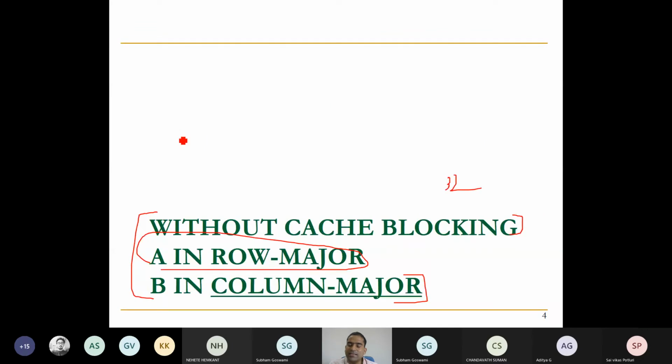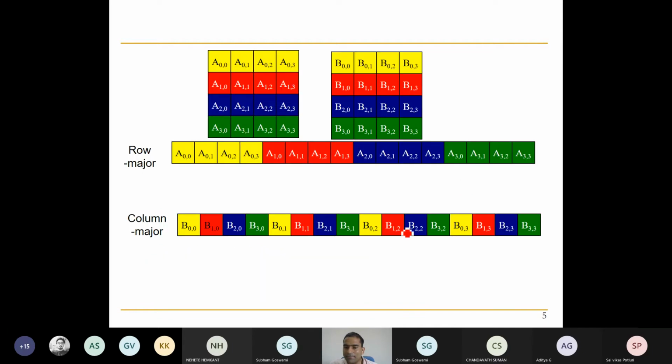So this is the first case. This is case number 1, where I have A in row major order, B in column major order, and there is no cache blocking. Here, this is just the definition, as a reminder that A is stored in row major order, B is somehow stored in column major order. So this is the storage pattern that we will use.